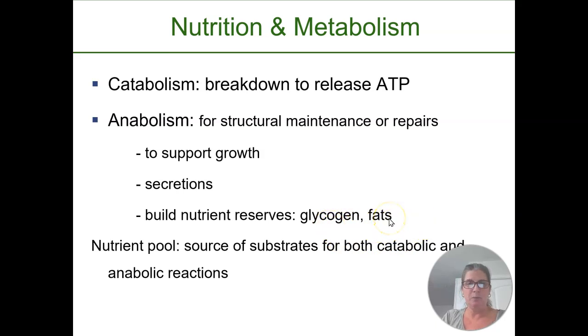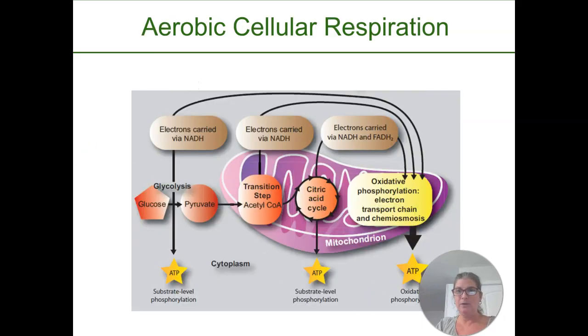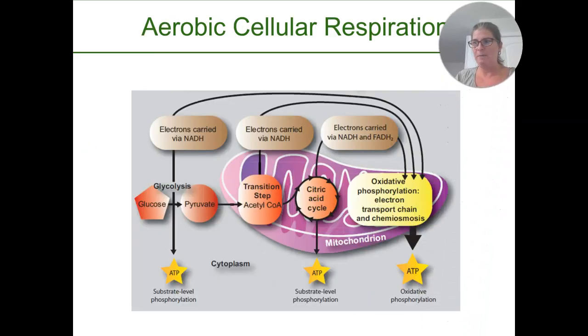Notice we cannot store protein. We don't have anywhere to put that extra protein. In fact, you'll see shortly, it just gets converted into glycogen and usually fat. And then the nutrient pool is just everything that's available in your body at any given moment for the catabolic and the anabolic reactions. So if you had Bio 119, you would have seen this graphic before.